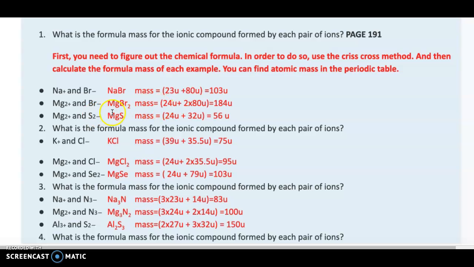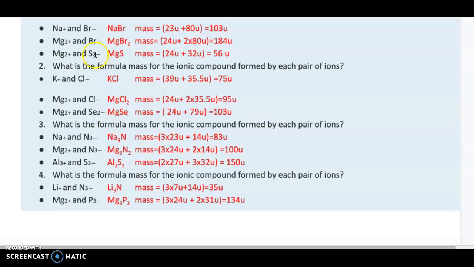Okay, so this example has two bromines, right? So 1 magnesium and 2 bromines. So the mass for magnesium is 24 units, and bromine has 80 for each atom. You have to multiply by 2, because this is the time when you'll have to multiply by 2. You have to include each one of them. So the final answer is 184.